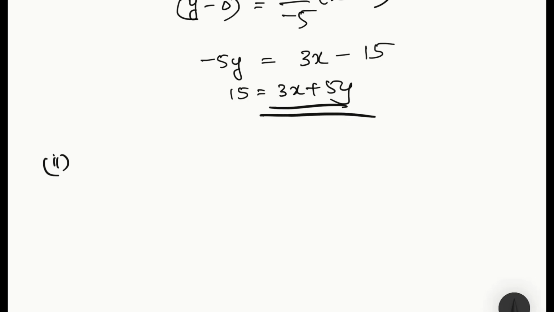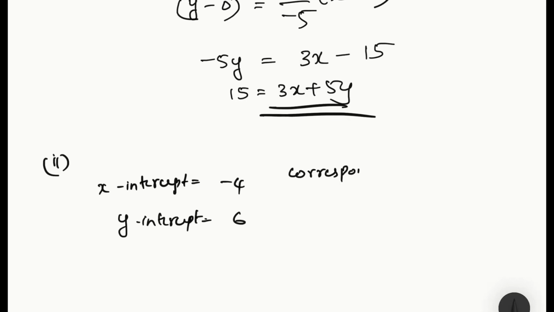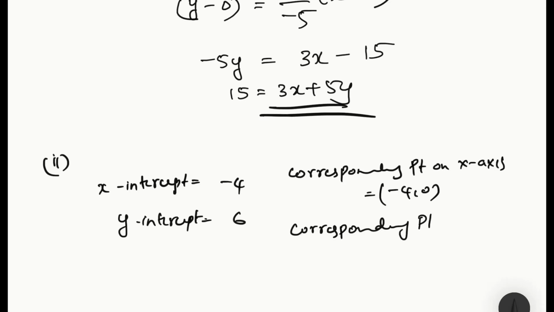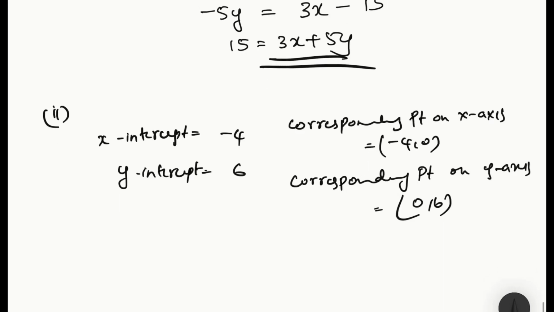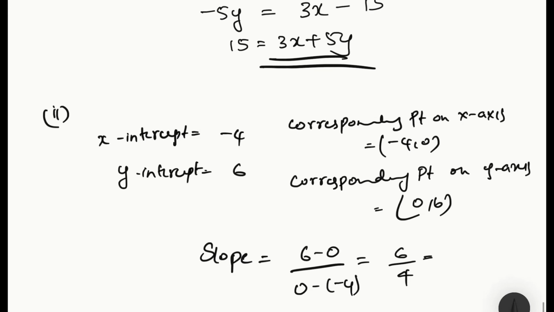So second sub question, it's given to us, x-intercept is equal to minus 4 and y-intercept is equal to 6. So I can take the corresponding point on the x-axis. The corresponding point on the x-axis will be equal to (minus 4, 0). Similarly, the corresponding point on the y-axis is equal to (0, 6). Okay. So first let us find the slope. Slope will be equal to 6 minus 0 by 0 minus of minus 4. That is equal to 6 by 4 equal to 3 by 2.